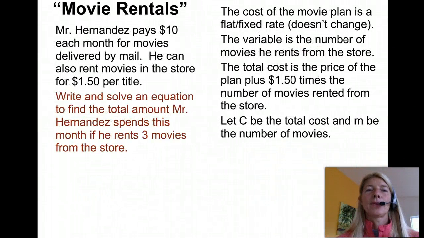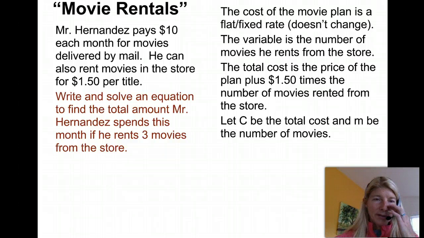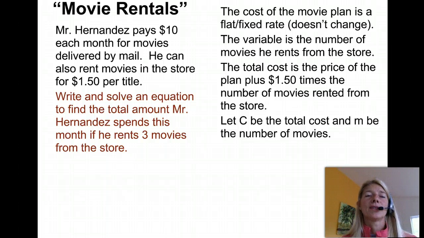In our next example, Mr. Hernandez pays $10 each month for movies that are delivered by mail, and he can also rent movies in the store for $1.50 per title. So there's that per again. So it costs him $1.50 per movie. We want to write and solve an equation to find the total amount that he spends this month. So we're just looking at this month if he rents 3 movies from the store.